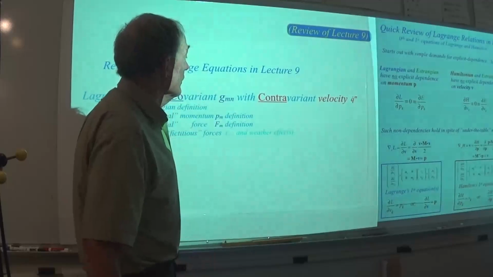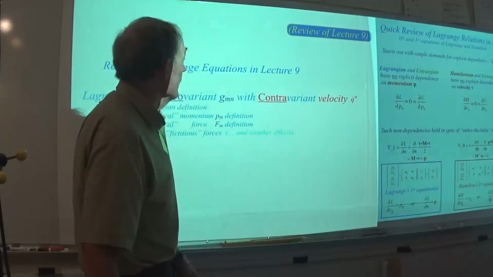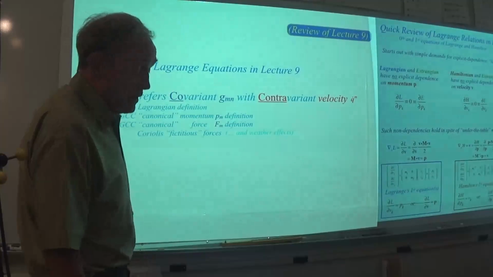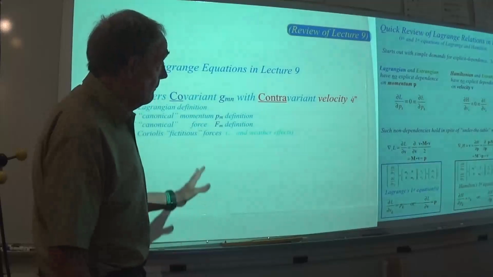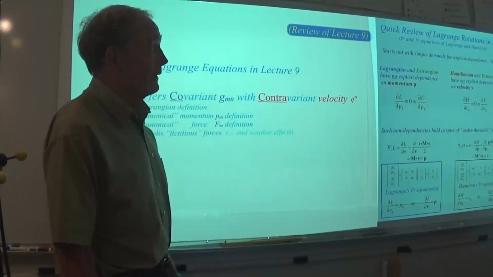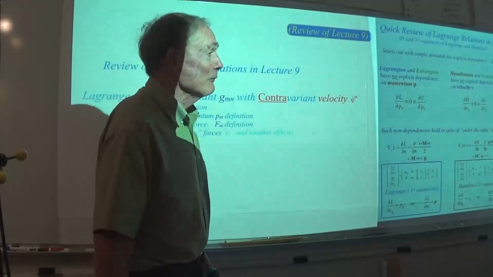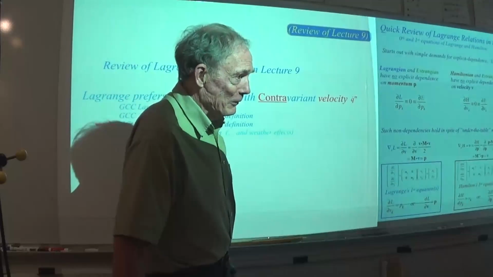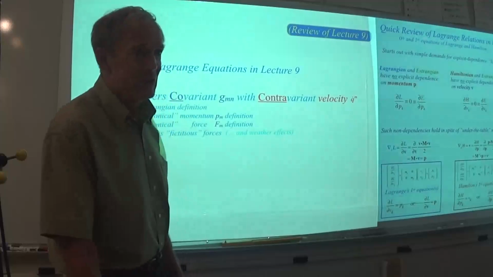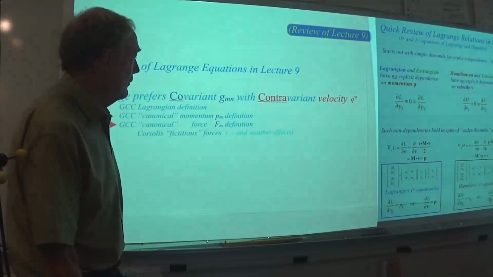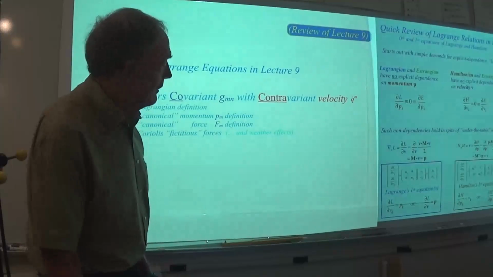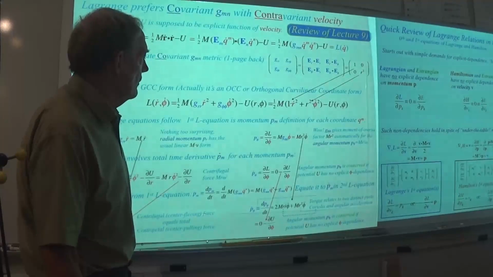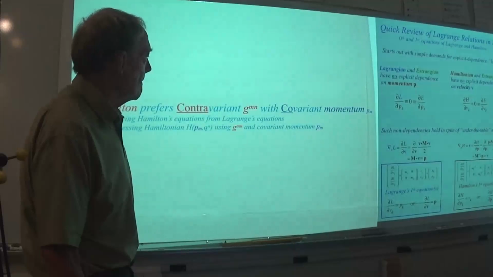The covariant G that goes with contravariant velocity, that's Lagrange's. That would be Lagrange's way of doing things. Now this GCC is developed by a completely different part of the world. The German approach, the Riemann and Gauss are responsible for that. So I hadn't quite caught up with Lagrange, and so Lagrange didn't take advantage of that to his disadvantage.